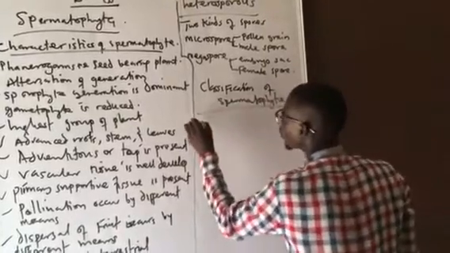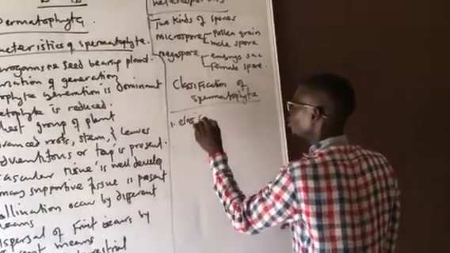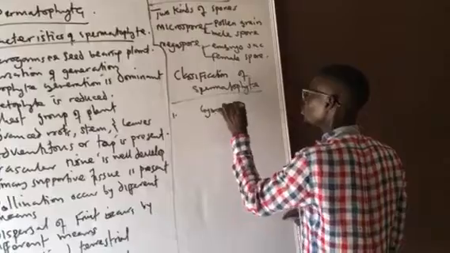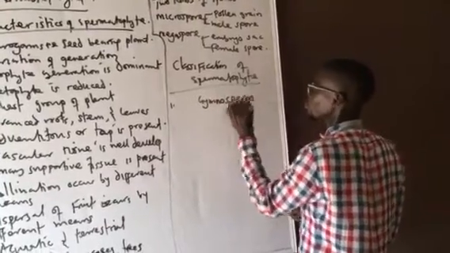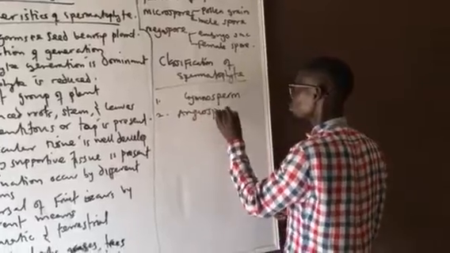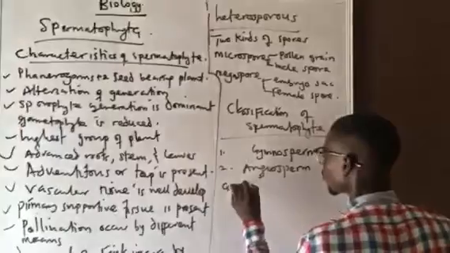So we have two main groups: the class Gymnosperm and Angiosperm. So let's talk about the characteristics of a Gymnosperm.